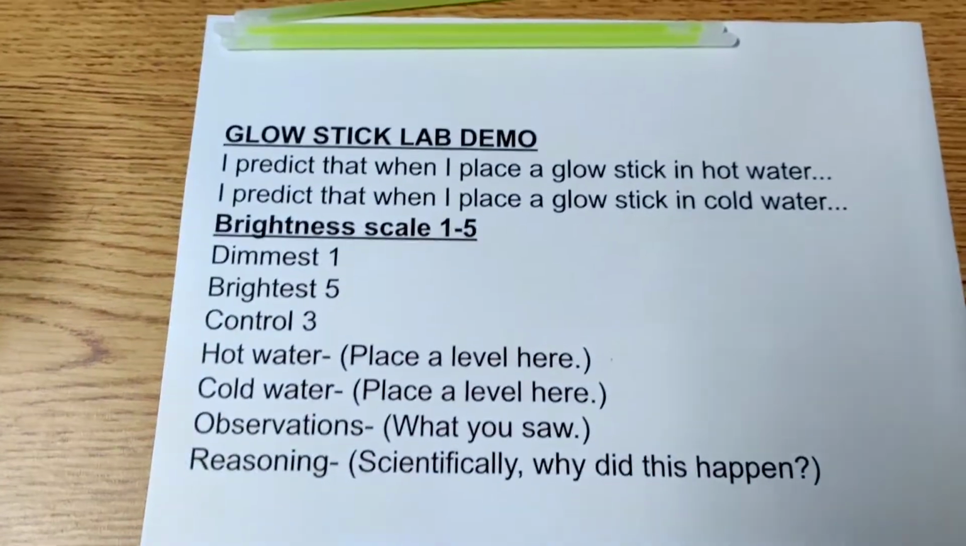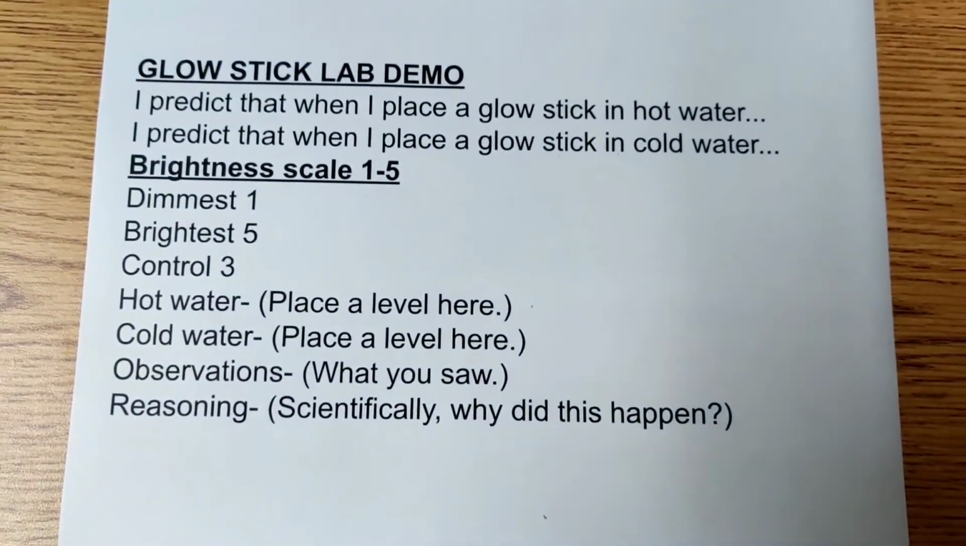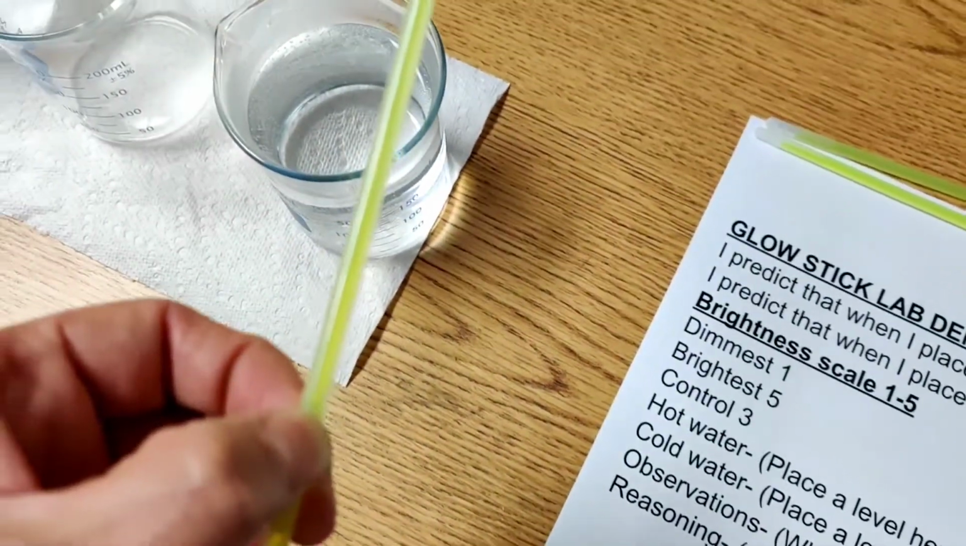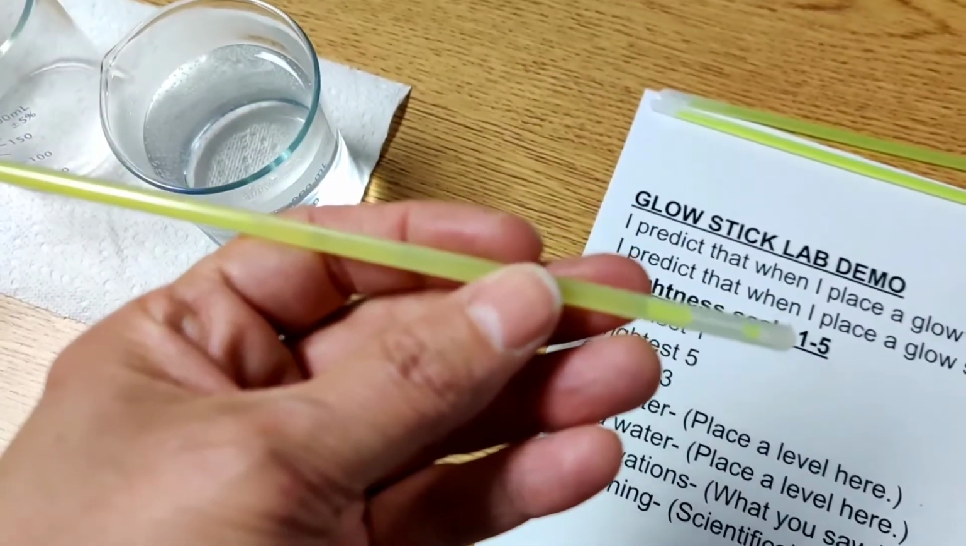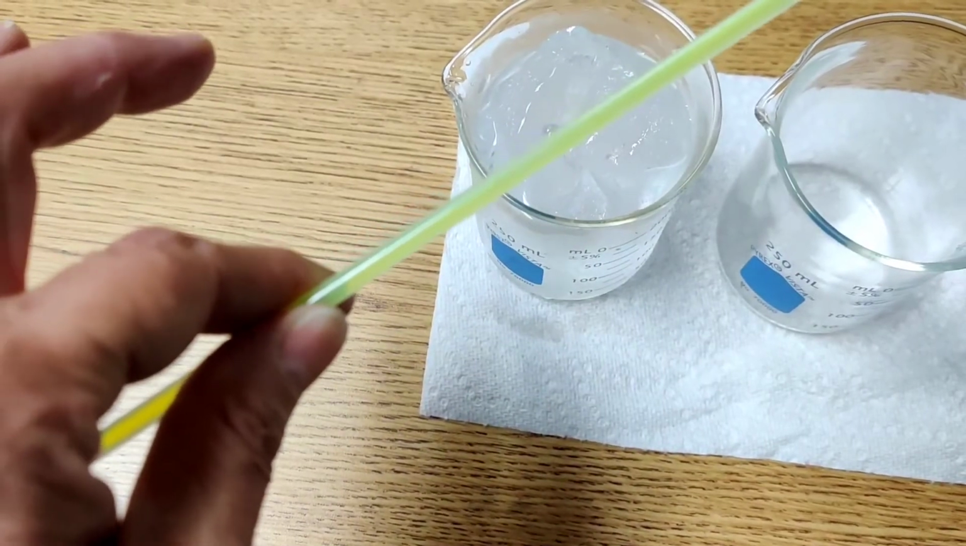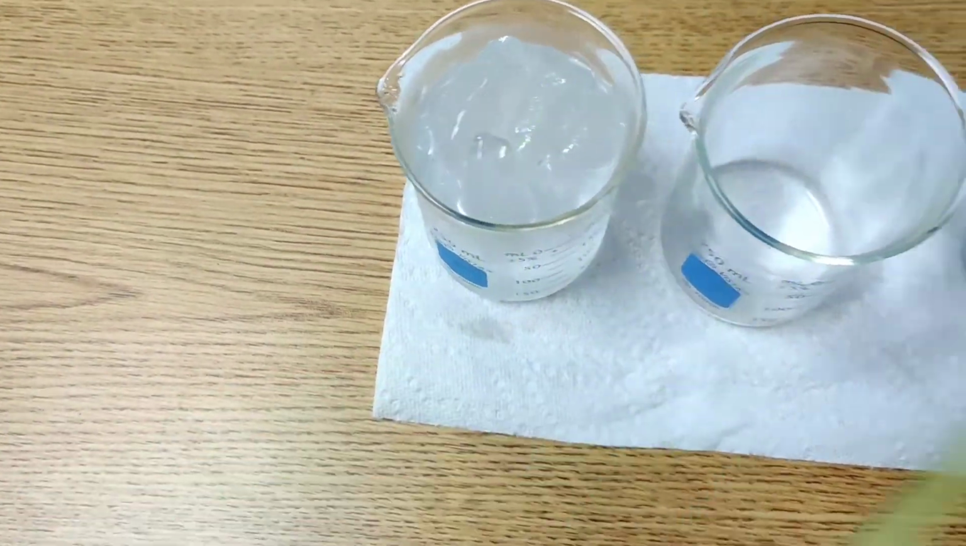What you're going to do is you're going to write down, I predict that when I place a glow stick in hot water, and then you're going to predict what happens to the brightness. And you're also going to write, I predict that when I place a glow stick in cold water, and you're going to make a prediction as to what you think is going to happen to the brightness.